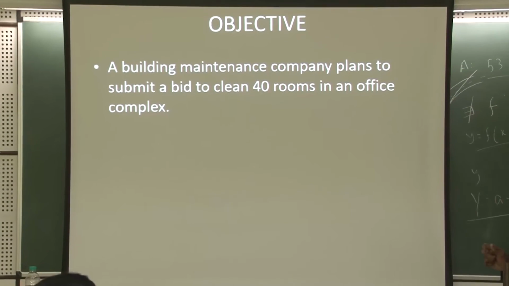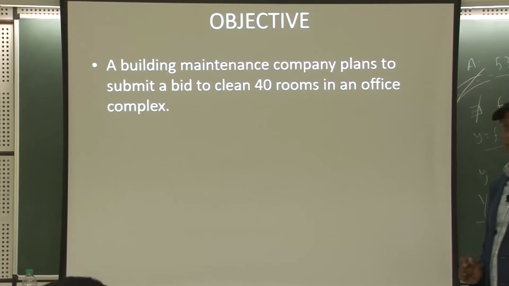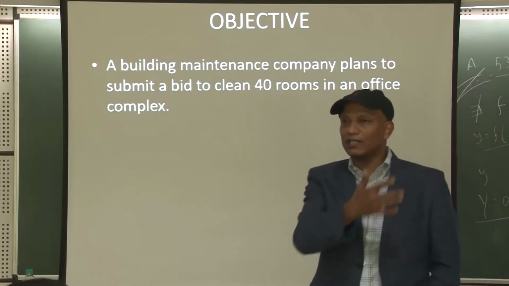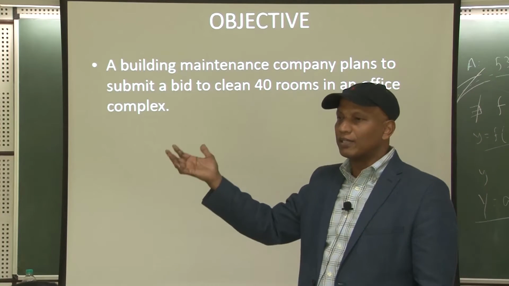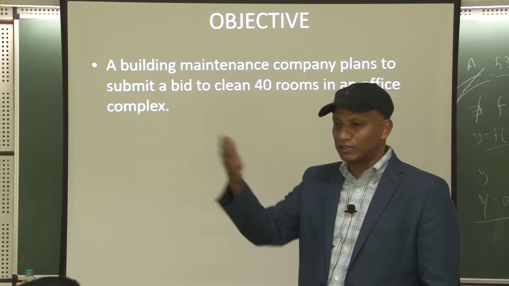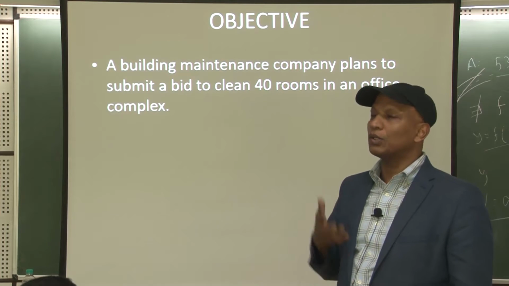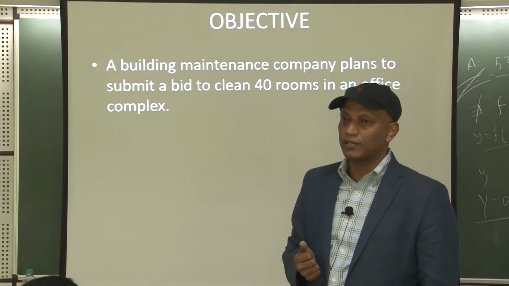A building maintenance company plans to submit a bid to clean 40 rooms in an office complex. Because you have a number of buildings on campus, there is a vendor who makes a bid for how much they can clean all this. But when you bid, how do I know what the winning bid should be?